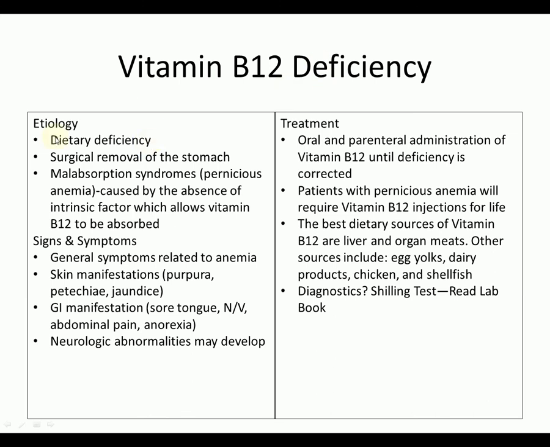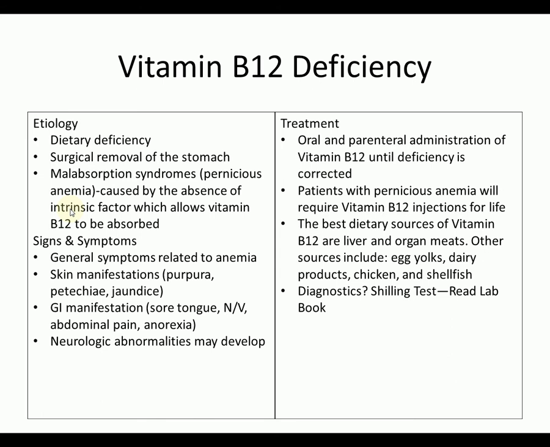Vitamin B12 deficiency. The etiology is dietary deficiency, surgical removal of the stomach, and malabsorption syndromes like pernicious anemia, which can be caused by the absence of intrinsic factor, which allows vitamin B12 to be absorbed. Signs and symptoms: general symptoms related to anemia, skin manifestations like purpura, petechiae, jaundice. You're going to have GI manifestations like a sore tongue, nausea, vomiting, abdominal pain, anorexia. Neurological abnormalities can also develop.